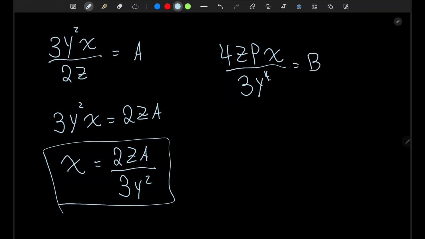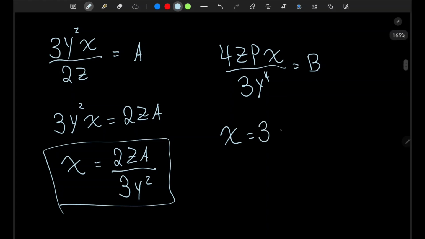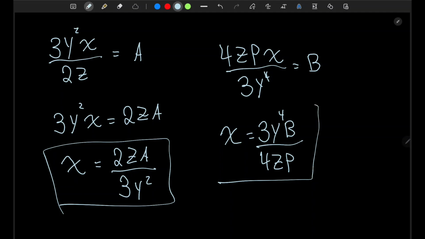And so let's try to do this in 1 step here, where we want to solve for our unknown x here. And so what we can do is just push what's on the bottom up on the b, and then what's on the top down below the b. And so if we throw this in action here, we are going to be left with x is equal to, push this up diagonally, 3y to the 4 multiplied by b all over 4zp. And that is your answer.